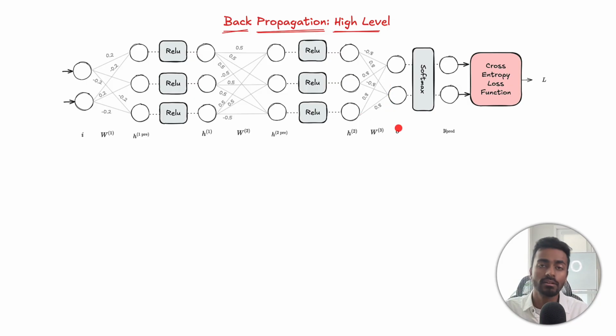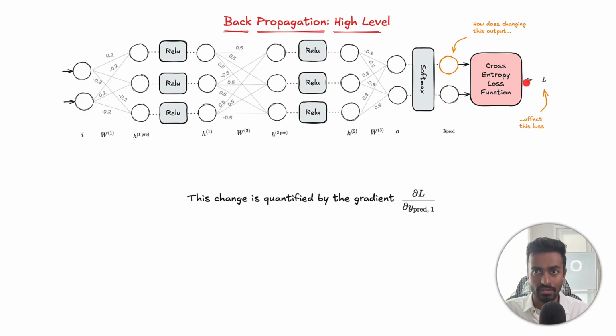Now the goal here is to compute the gradient vector. That is how the loss changes with respect to all of these weights, and these weights over here. And to do this, first in our backpropagation step, we start at the end where we try to determine how changing this neuron output affects the loss over here. And that is quantified by this scalar quantity right here, which is partial of L divided by partial of y_pred 1, indicating the first neuron. Similarly, we do the same for the second neuron here.